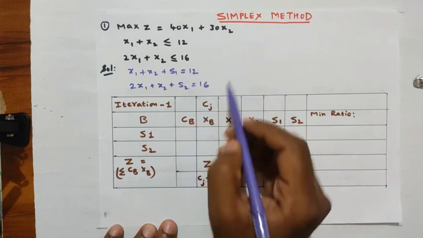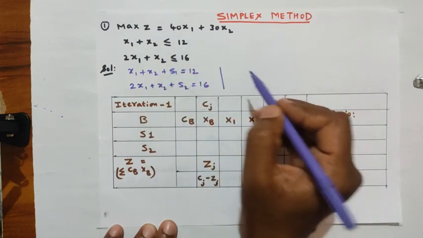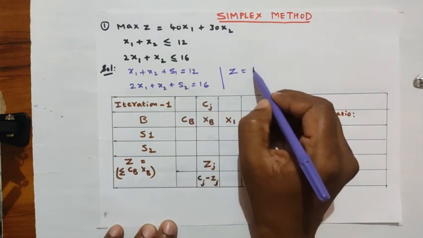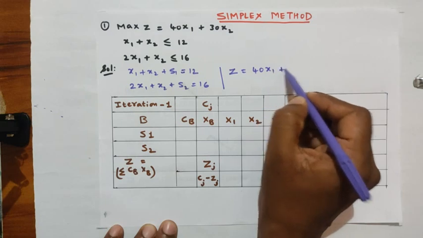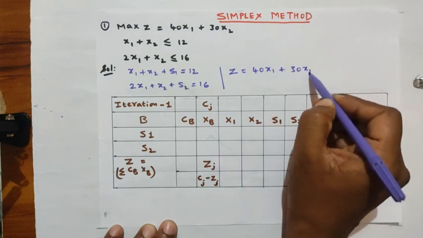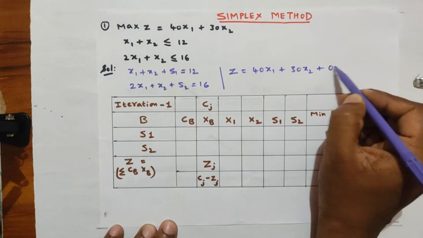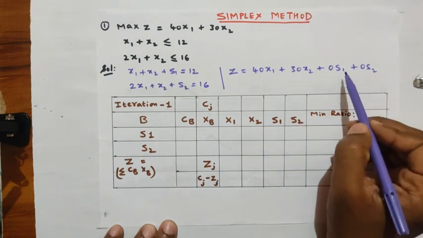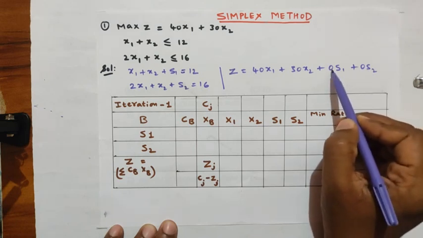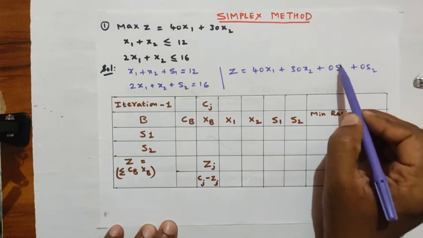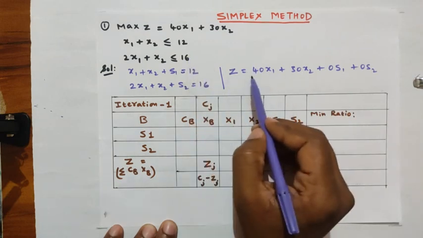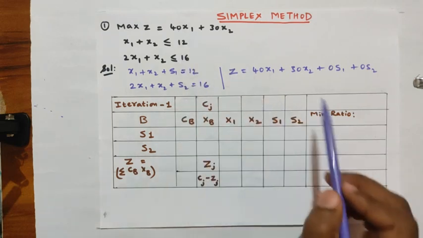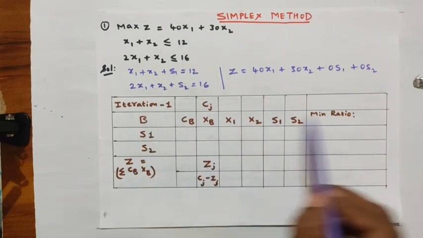And we need to write this objective function also in terms of slack variables, like z is equals to 40x1 plus 30x2 plus 0s1 plus 0s2. It doesn't make any difference even if we write s1 and s2 because the coefficient is 0. So 0 into s1 you will get only 0. So objective function z is equals to 40x1 plus 30x2. It is same as given in the question. So this is the first iteration table.